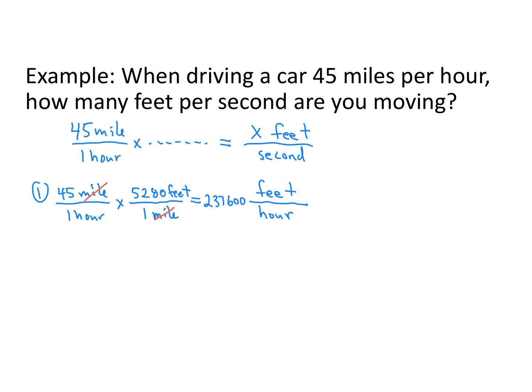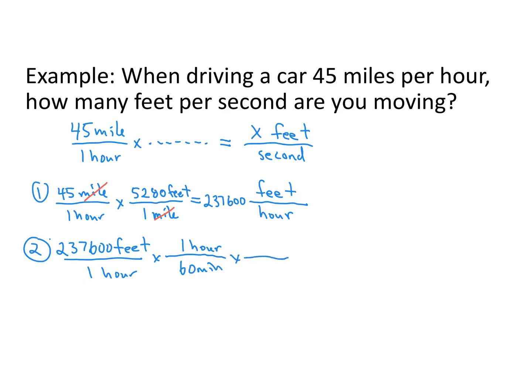So step 2, now I want to convert feet per hour to feet per second. So I've got 237,600 feet in 1 hour. Well, now I want to multiply by something that takes me from hours to seconds. So I know in 1 hour, I have 60 minutes, and ultimately I need to be in seconds. Well, in 1 minute, I have 60 seconds.